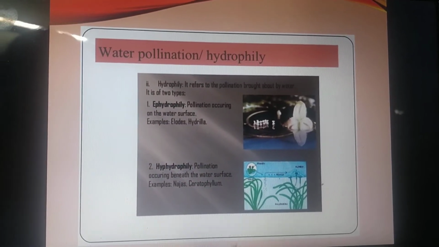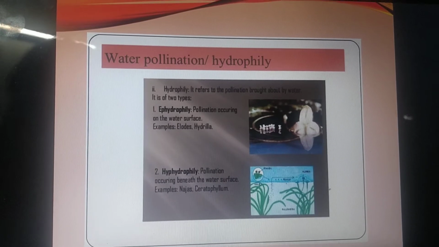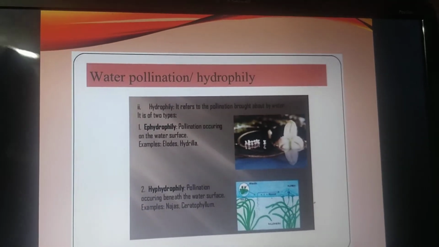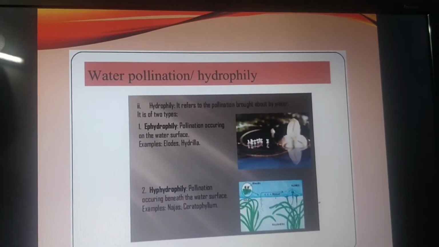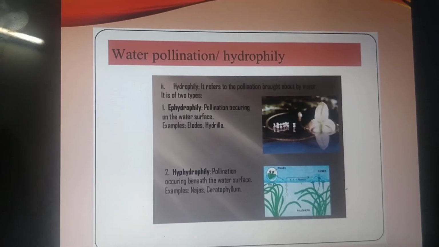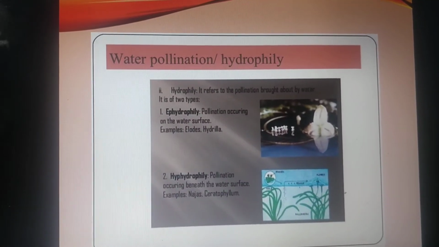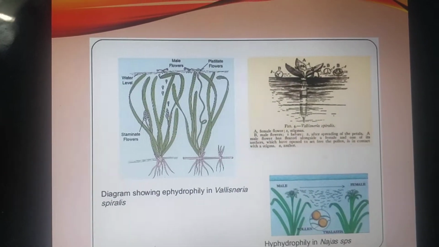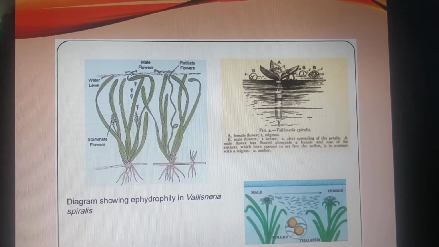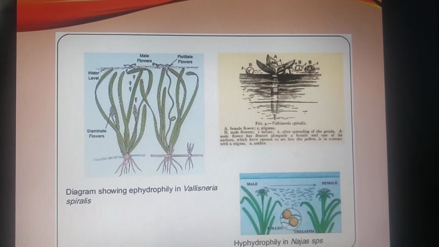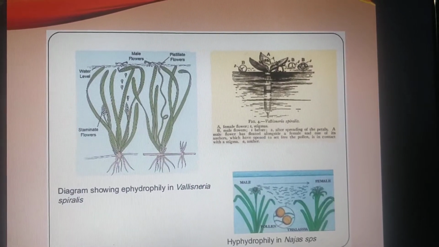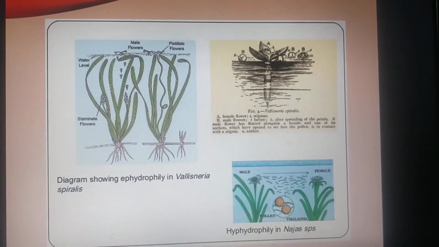So pollination by water we call hydrophily. Some examples of water pollination are Vallisneria and Hydrilla plants. Even some water plants are pollinated by insects, etc. So here you can see Vallisneria: in the water the pollen grains are released, and then by the water currents they are carried to the stigma of the flower. So these are some examples of the water pollinated plants.